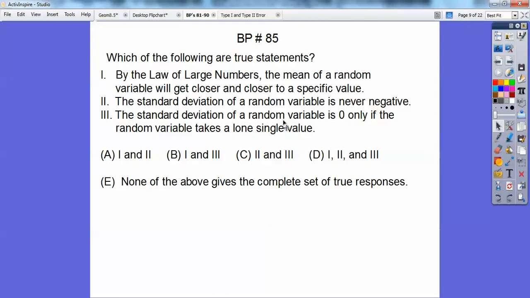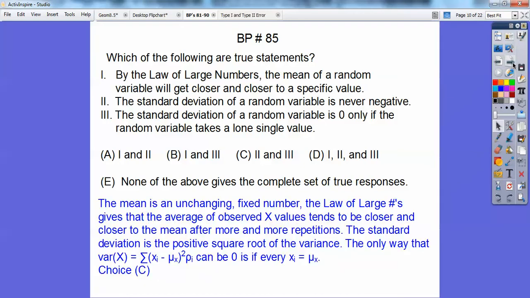Let's see, and the standard deviation of a random variable is 0 only if the random variable takes on a lone single value. Okay. Well, the mean is, like I said, unchanging. It's a fixed number. So the law of large numbers gives the average of observed X values, and they tend to be closer and closer to the mean after more and more repetitions. The standard deviation is positive.